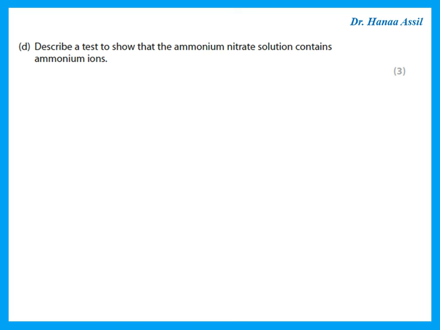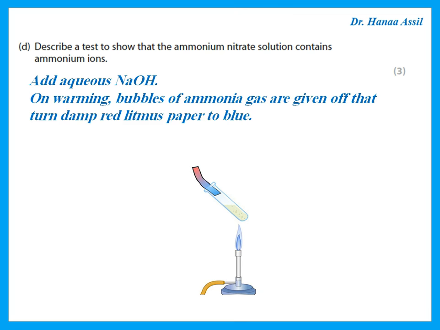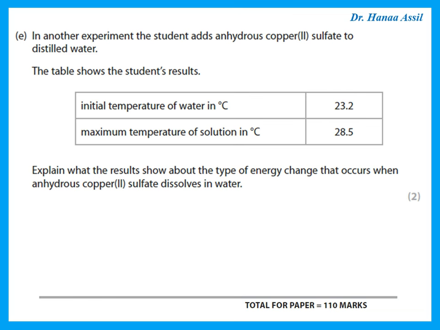Describe a test to show that the ammonium nitrate solution contains ammonium ions. What was the test for ammonium ions? Remember, add aqueous sodium hydroxide, warm gently. On warming, bubbles of ammonia gas are given off that turn damp red litmus paper to blue. This is the test for ammonium ions. You have to add aqueous sodium hydroxide and warm first. It gives off bubbles of gas that turn damp red litmus paper to blue.